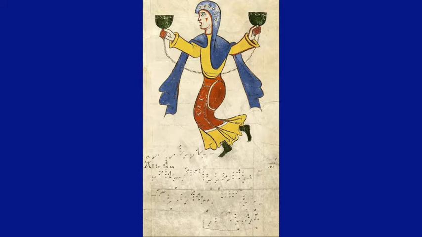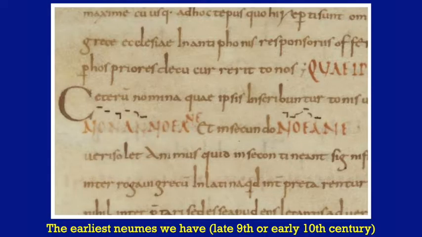There's just a couple of problems with that. First of all, the earliest sources of neumes that we have come from more than 100 years after this original transition would have taken place. And the tunes that they set are not even part of the Gregorian repertoire.